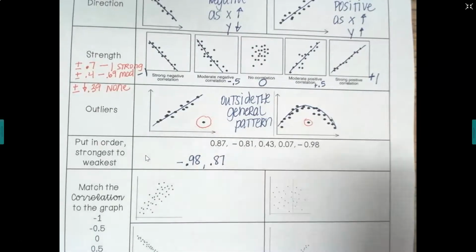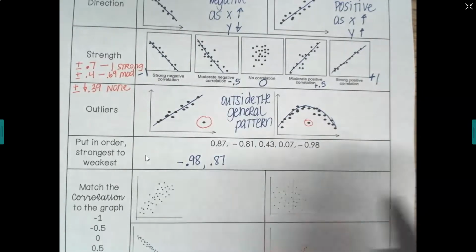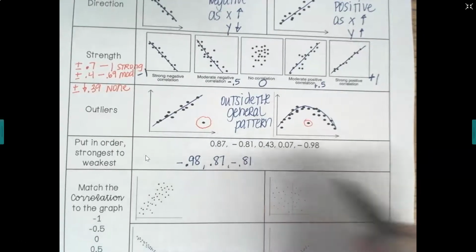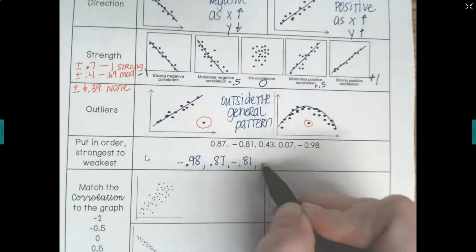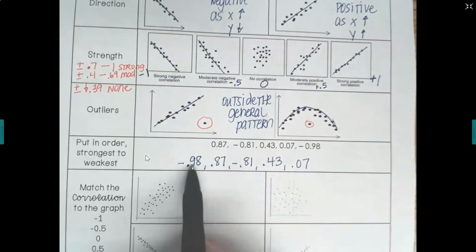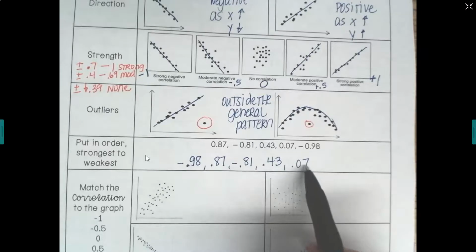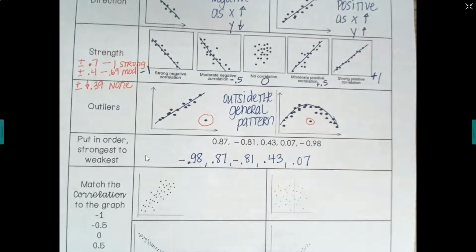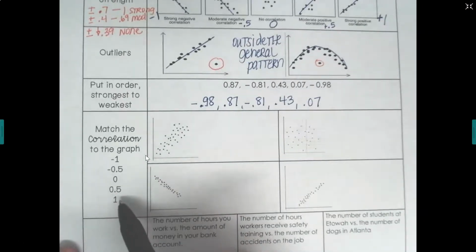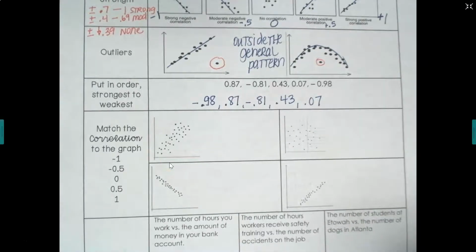Now that's a positive, but it doesn't matter because we're talking about how tightly grouped the dots are, okay? The next number is negative 0.81. And then we have 0.43. And then we have 0.07. Strongest, weakest. More like a line, very scattered. Okay? All right, so I have a couple of ideas here for you. I gave you 5 choices, and we have 4 examples. So we want to see how close we can get to these.